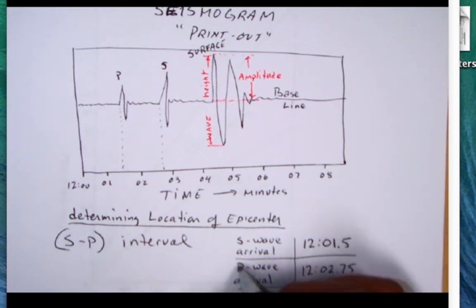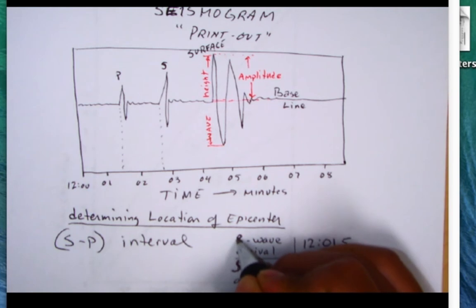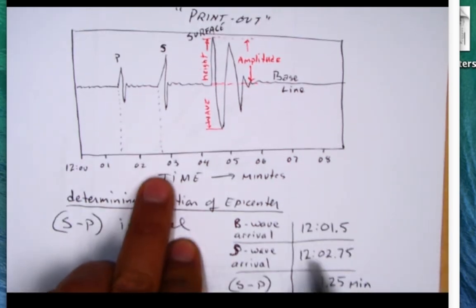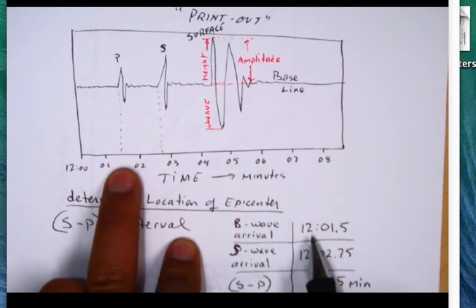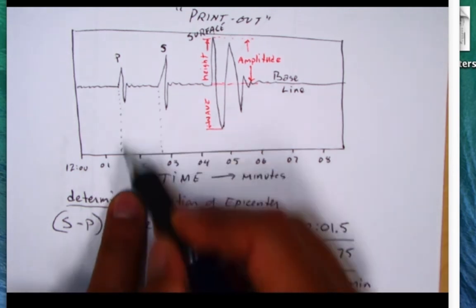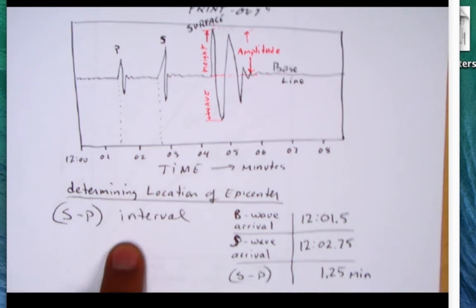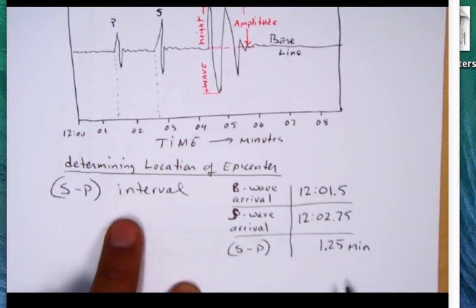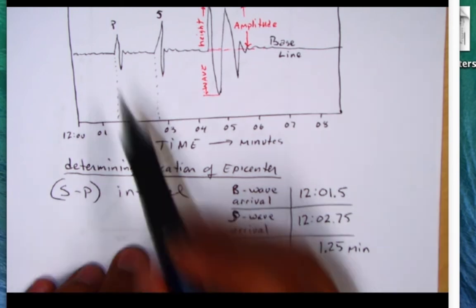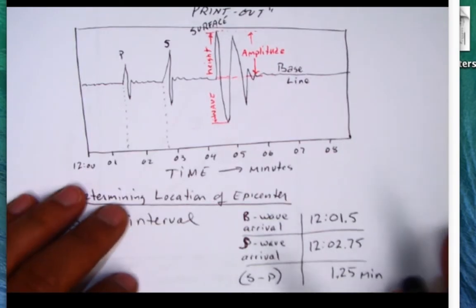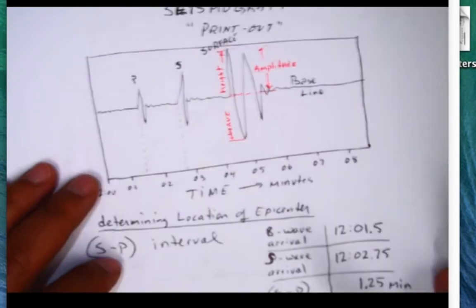12, this is the S wave here actually, and this is the P wave over here. I have these backwards. So the S wave is at 12:02.75. The P wave is at 12:01.5. When you do the subtraction, you get 1.25 minutes. So that's the duration, or the time between S minus P. We'll remember that. We'll have to use that for plotting here in a moment.